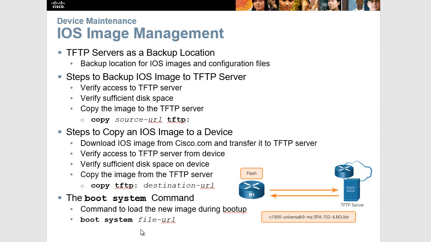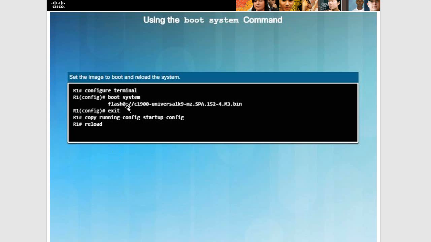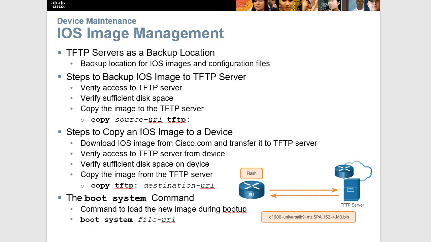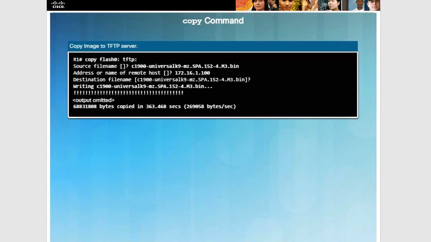Once you've got that new image in there, if you want to choose the image to boot from, if you have multiple images on your device, you can do a boot system in configure terminal, boot system, and then wherever that iOS file is located, press enter, and that's it. You could do a copy run start for good measure as well. So those are your processes for backing up, restoring, and changing the iOS file that boots on your device.